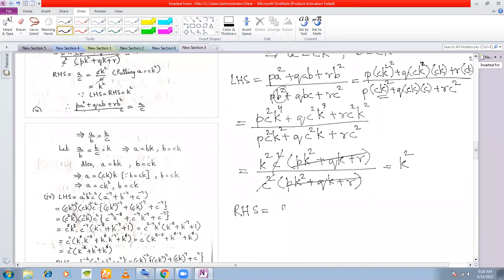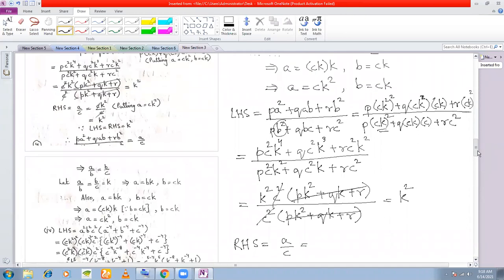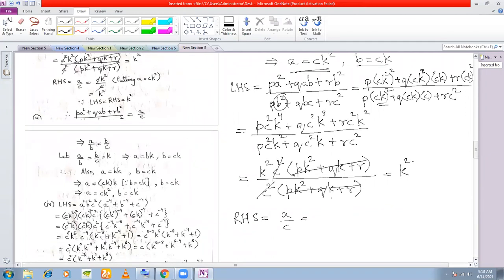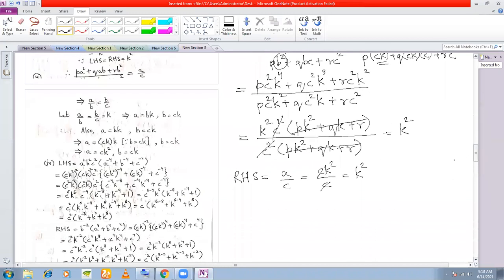Now right hand side here is A by C. So put the values of A and C. A only, in fact, because we know the value of A and B only. So we'll put the value of A here. A is CK square divided by C. So this cancels, you get K square. So left hand side and right hand side are both equal to K square. Hence, LHS is equal to RHS. That's it.